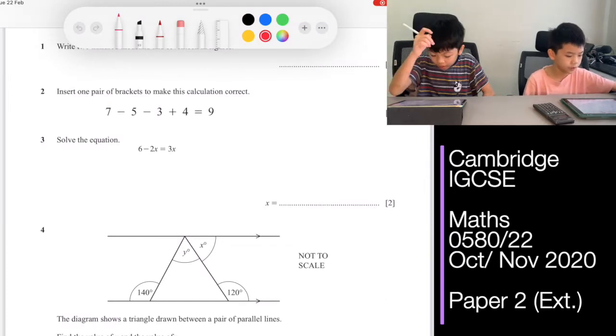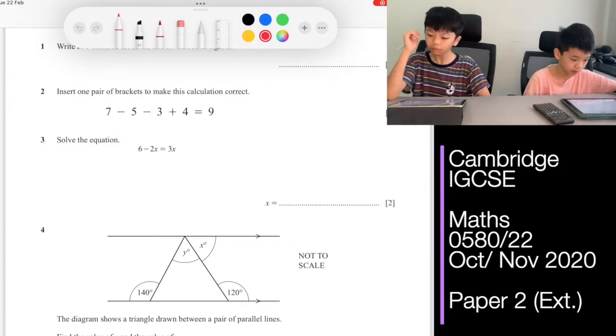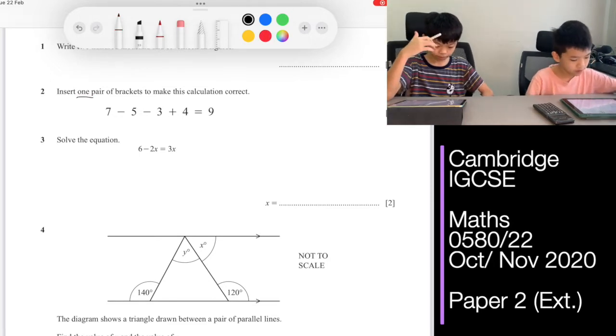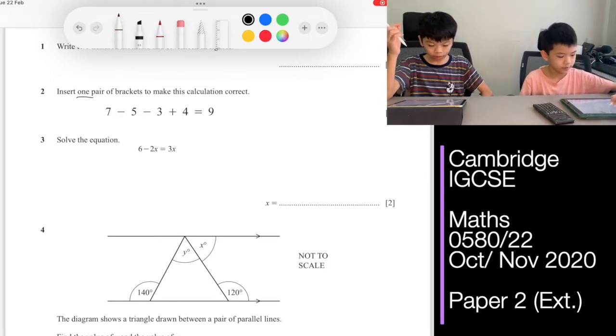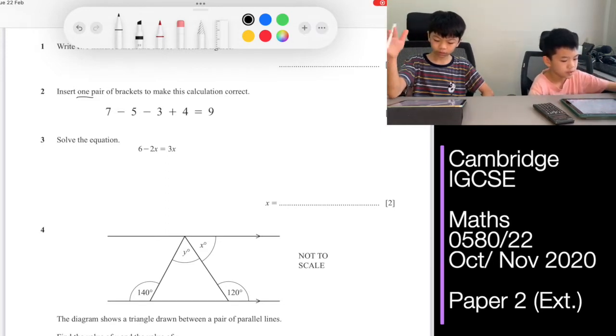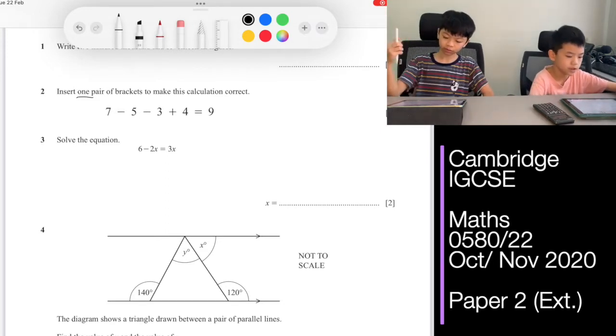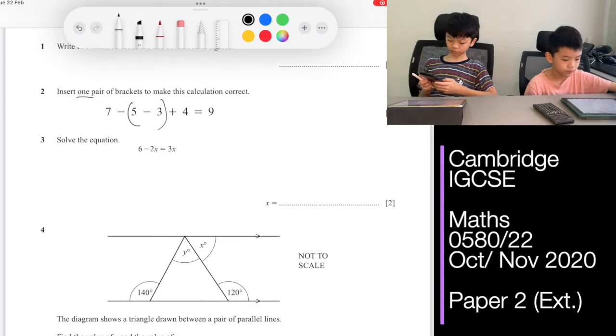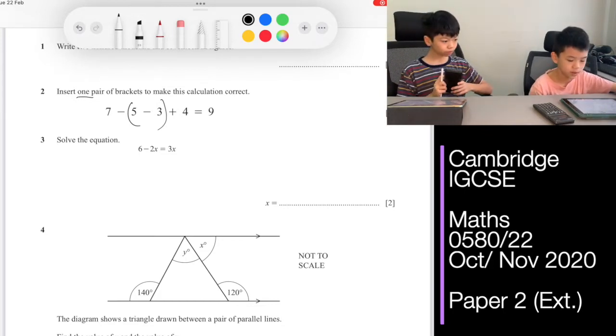Okay, for question 2, insert one pair of brackets. It says one pair of brackets to make this calculation correct. Okay, so in order to make it 9, it would be 7 minus (2 plus 4). And then 5 minus 3 is 2. So 7 minus (5 minus 3), which is 2, plus 4 is 9. Yep.